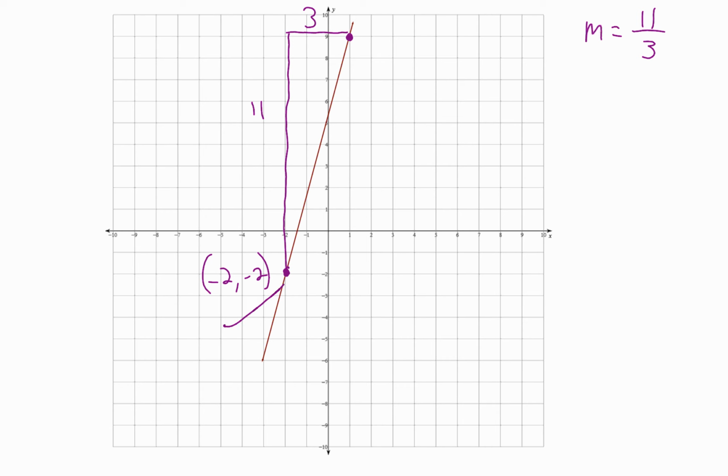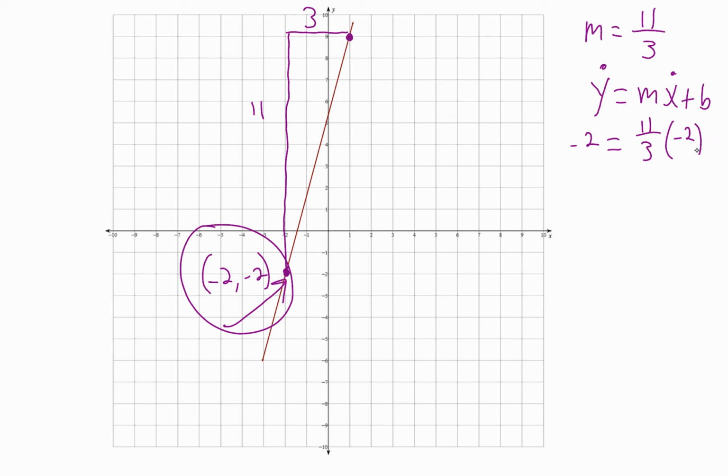One of these points looks like it's (-2, -2), right there. So I'm going to write down the equation of a line, y = mx + b. I'm now going to plug in the slope, which I know is 11 over 3, and I'm going to plug in this point right here. Remember, x and y represent the coordinates of a point on the line, and there's a point on the line, (-2, -2). Now I'm just going to solve for b. -2 = -22/3 + b. I'm going to add 22/3 to both sides. Again, I'm solving for the y-intercept, solving for b.